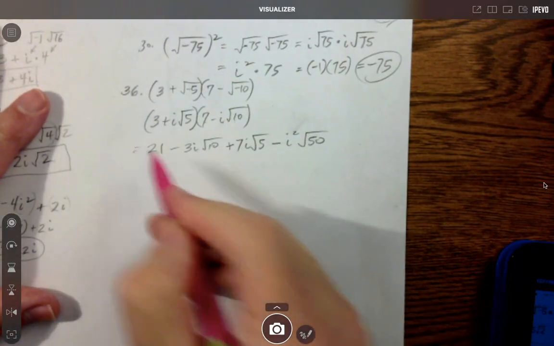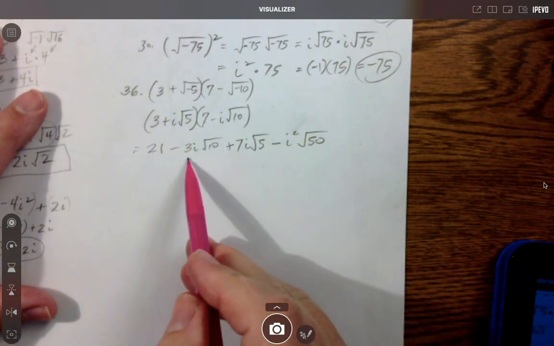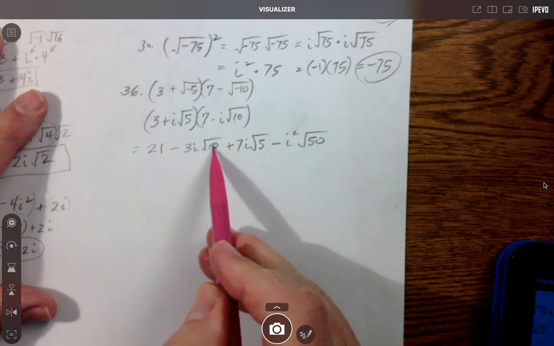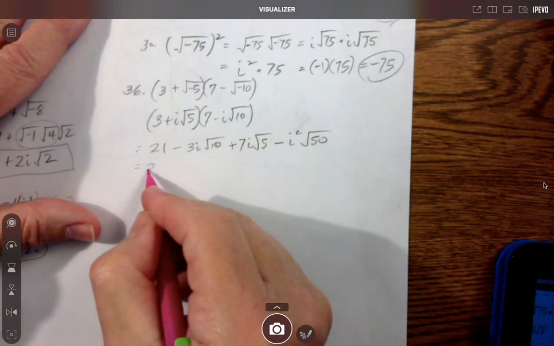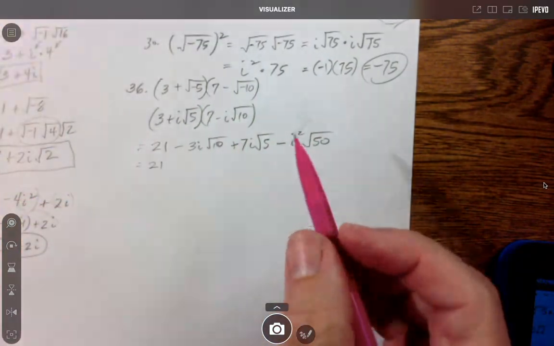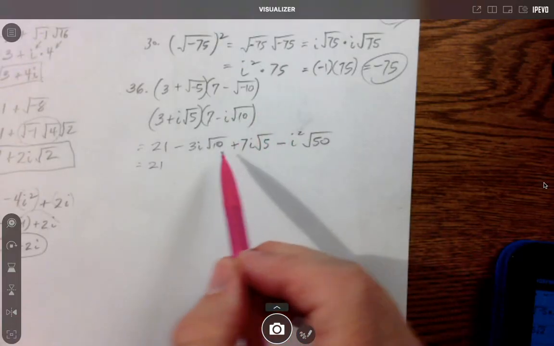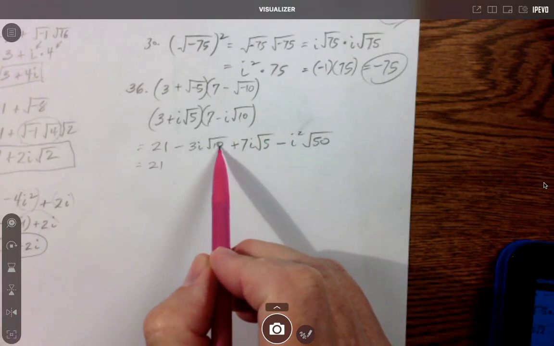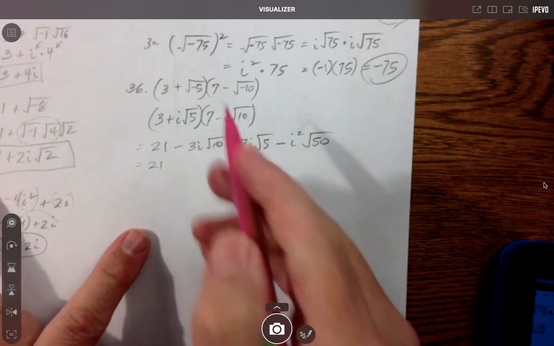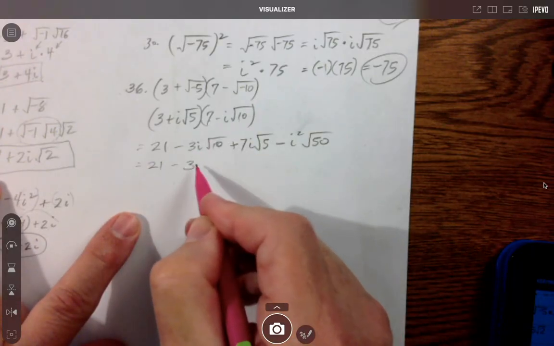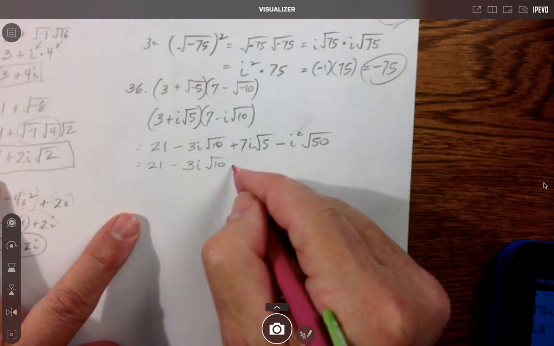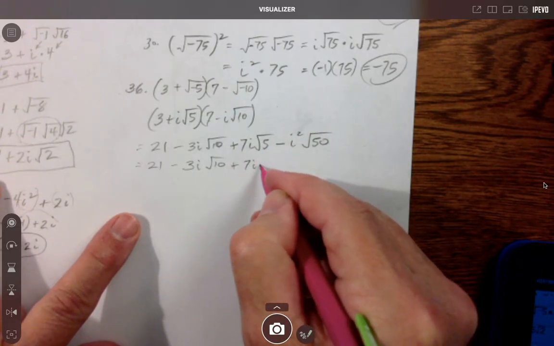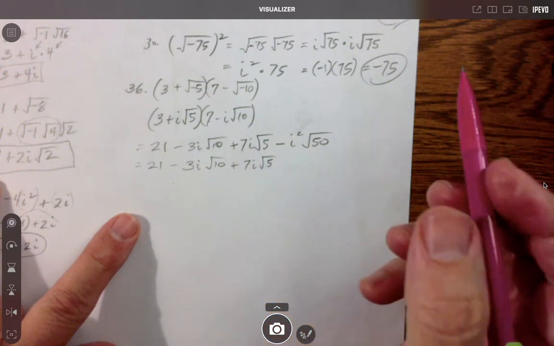Okay, so now we can combine these two. Well, no, I can't, because that's square root of 10, that's square root of 5. So let's see what I can do. I'll just bring the 21 down. Square root of 10, you can't simplify that. There's no perfect square that goes into 10, so you just have to leave that. So that's just going to be minus 3i square root of 10. In the same way as square root of 5, you can't simplify that. So that's plus 7i square root of 5. I don't see anything I can do with that.